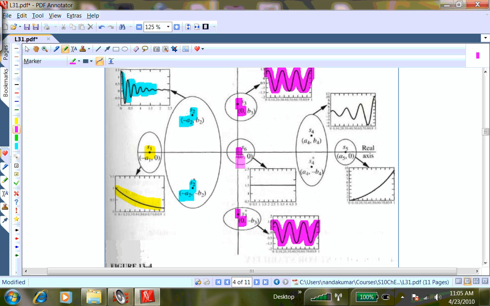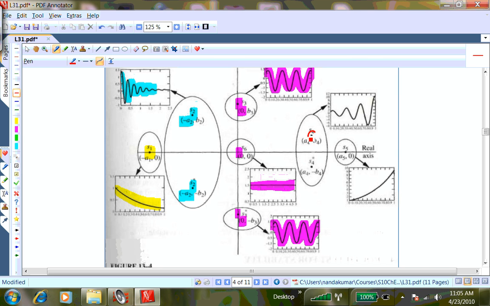The system is just staying there. Whatever excitation that you give, the eigenvalues are such that it's not going to respond. So it's a special case of a neutrally stable system.